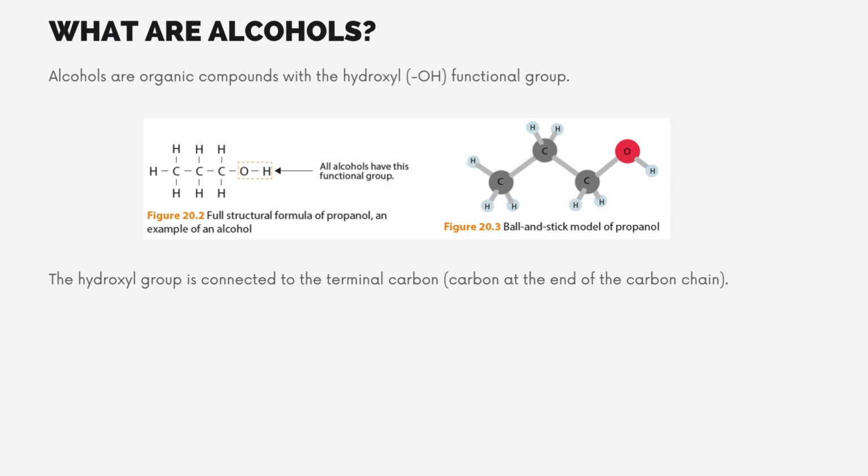Alcohols are organic compounds with the hydroxyl functional group. The hydroxyl group is connected to the terminal carbon. The terminal carbon is the carbon at the end of the carbon chain. The diagram shows how propanol, an example of alcohol, looks like.